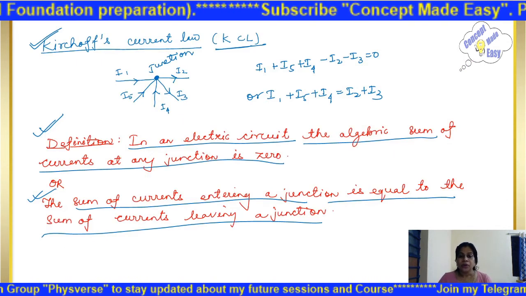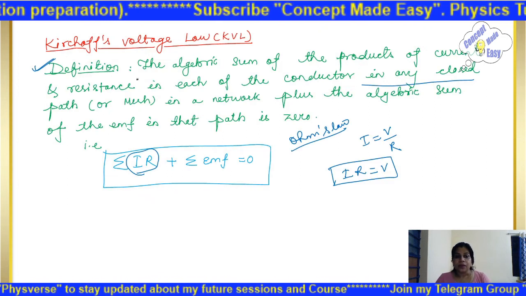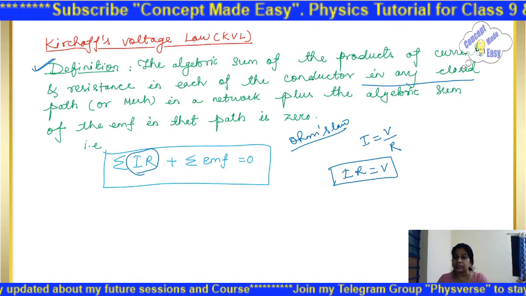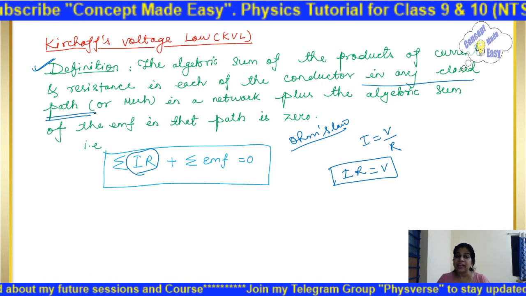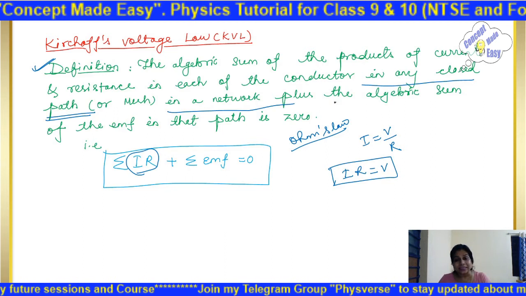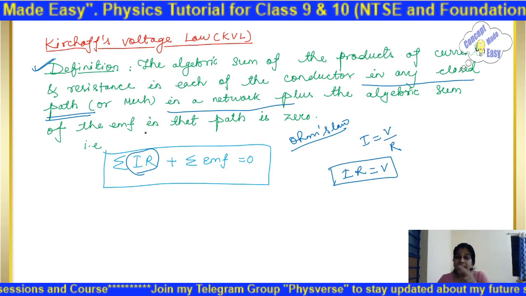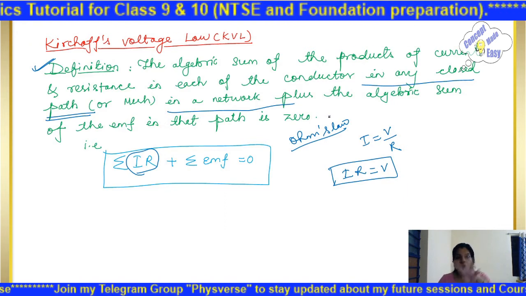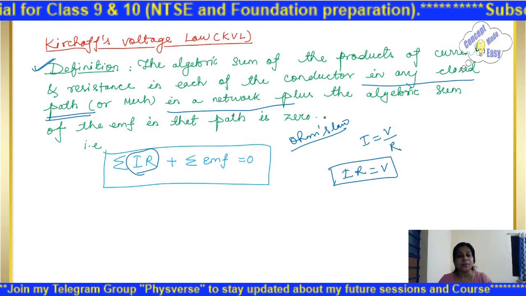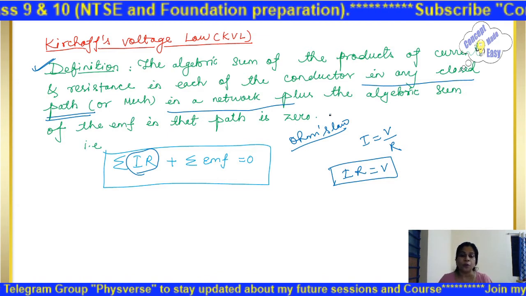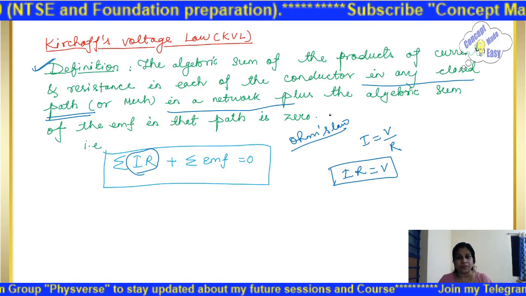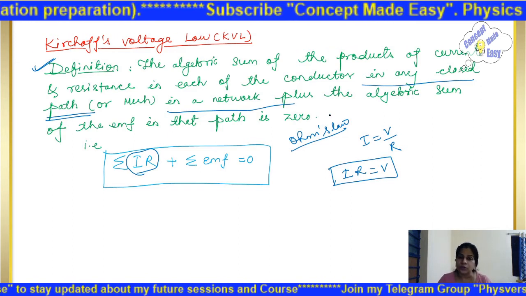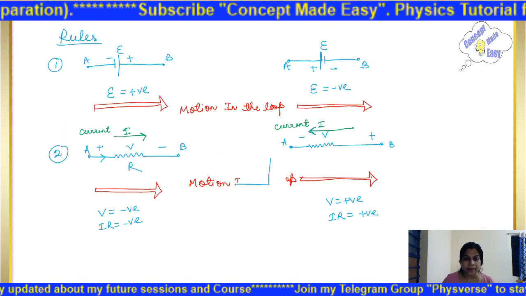So listen, the algebraic sum of the products of the current and resistance in each of the conductors in any closed path in a network, plus the algebraic sum of the EMF in that path, is 0. That means the total voltage in the closed loop, the summation of total voltage, is equal to 0. So in other words you can say the summation of voltage drops in all the branches is equal to 0. With this diagram it will be clear.